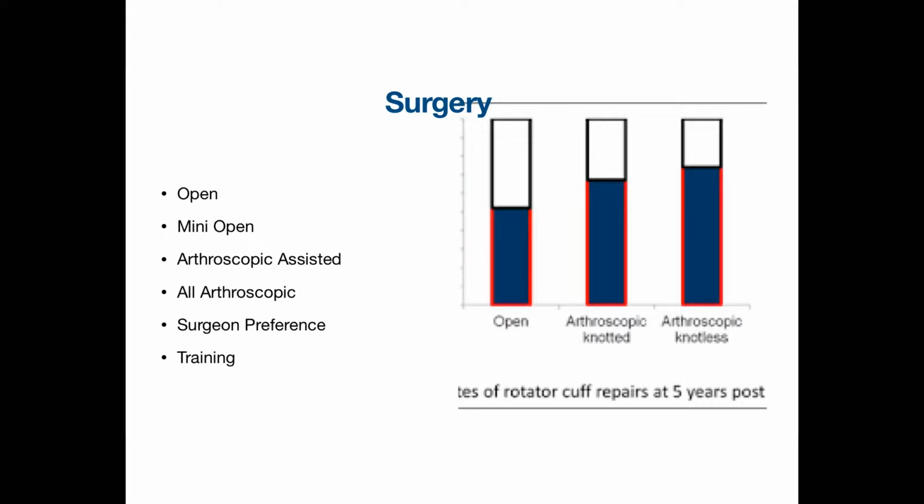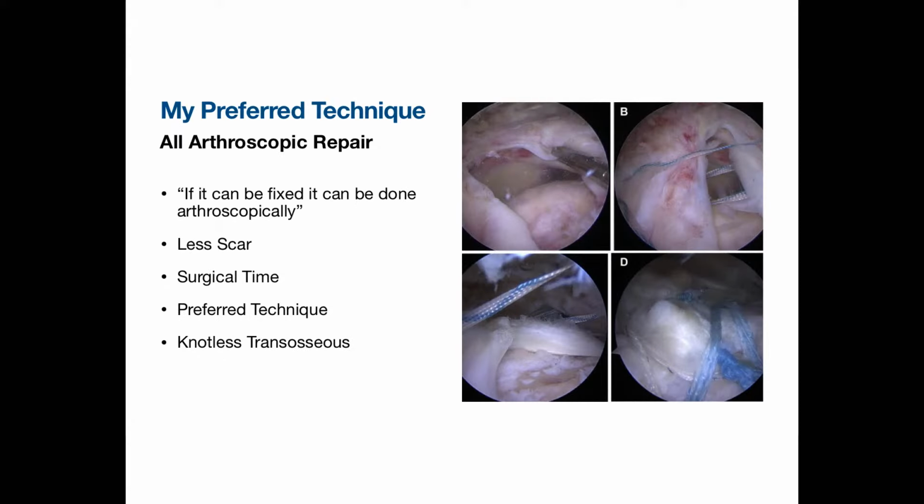There are various procedures. There's an open procedure, there's a mini open procedure, there's mini open with arthroscopic assistance, and there's all arthroscopic. But again, it's an important point that surgeon preference is what's most important, and you're going to get a good result based upon your surgeon's experience with his or her specific technique, and that's based on their training. My preferred technique is using an all arthroscopic repair. I was taught in my fellowship and residency that if it can be fixed, it can be fixed arthroscopically. And in my hands, that means less surgical time, I have a better visual field, and I can use a knotless technique.